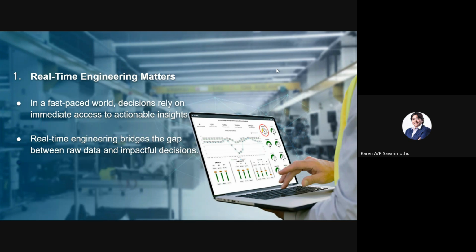Okay, so real-time engineering actually bridges the gap between raw data and impactful decisions. You have lots of data, but if you don't really know how to engage with the data, there will not be any impact. And if there is no impact, how do you make a decision? This is what we're going to talk about later on, and why we are talking about real-time engineering.